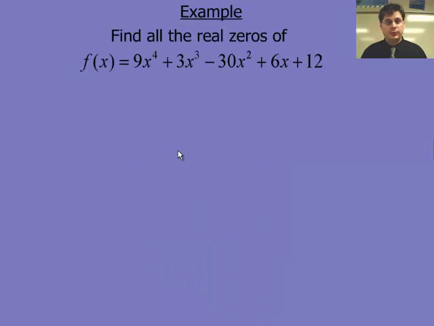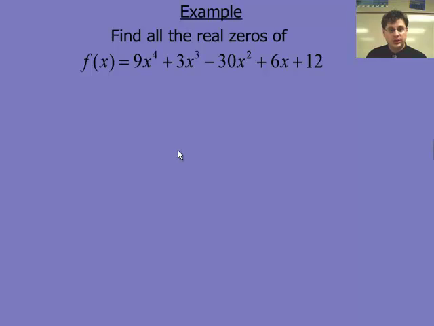In our example, we're going to find all the real zeros of this quartic function. Note it says all real zeros, so that includes the rational as well as the irrational zeros. And unlike previous problems we've done, this one does not give us any factors or zeros to start off with. So we're going to have to find those on our own, and we're going to be using the rational zero theorem to help us.